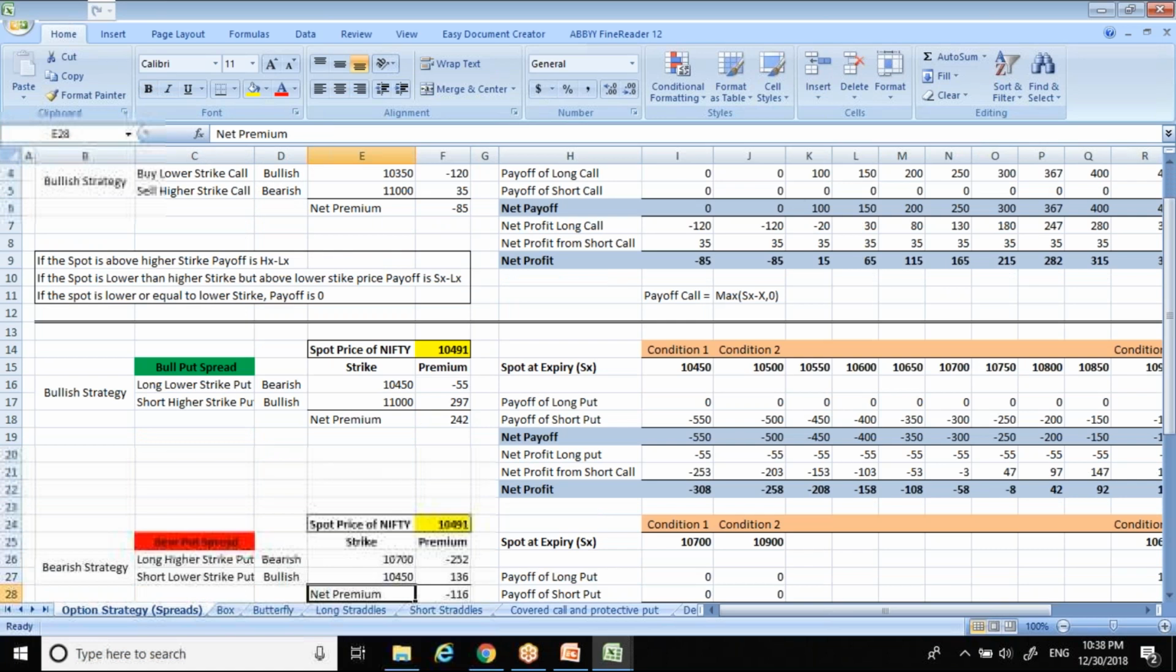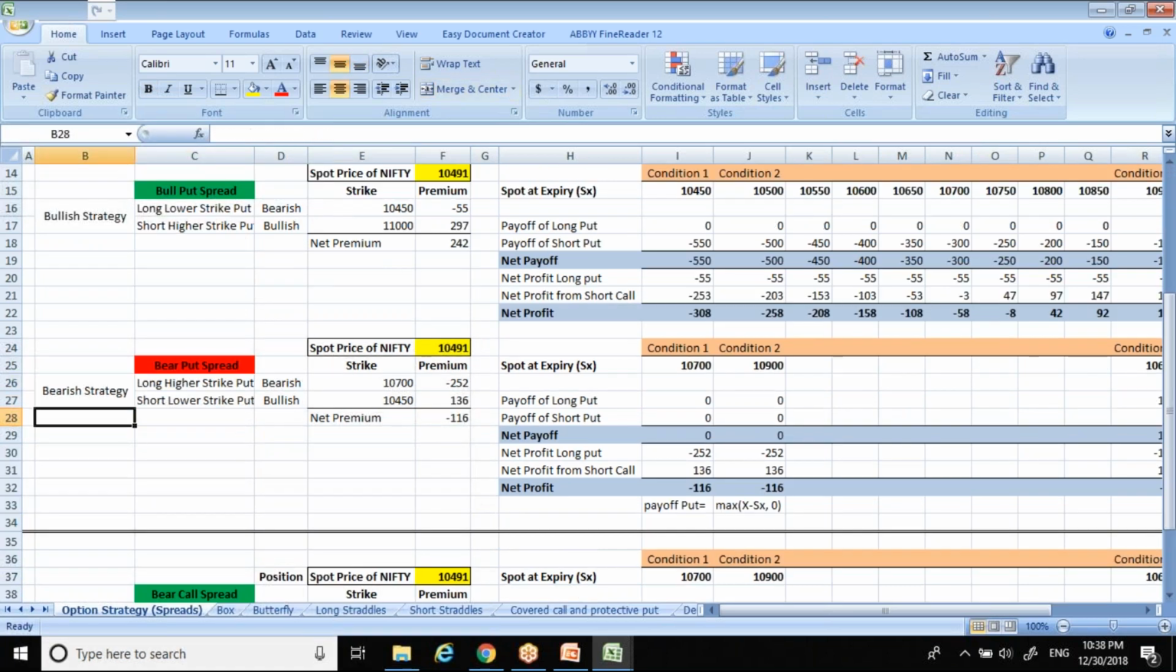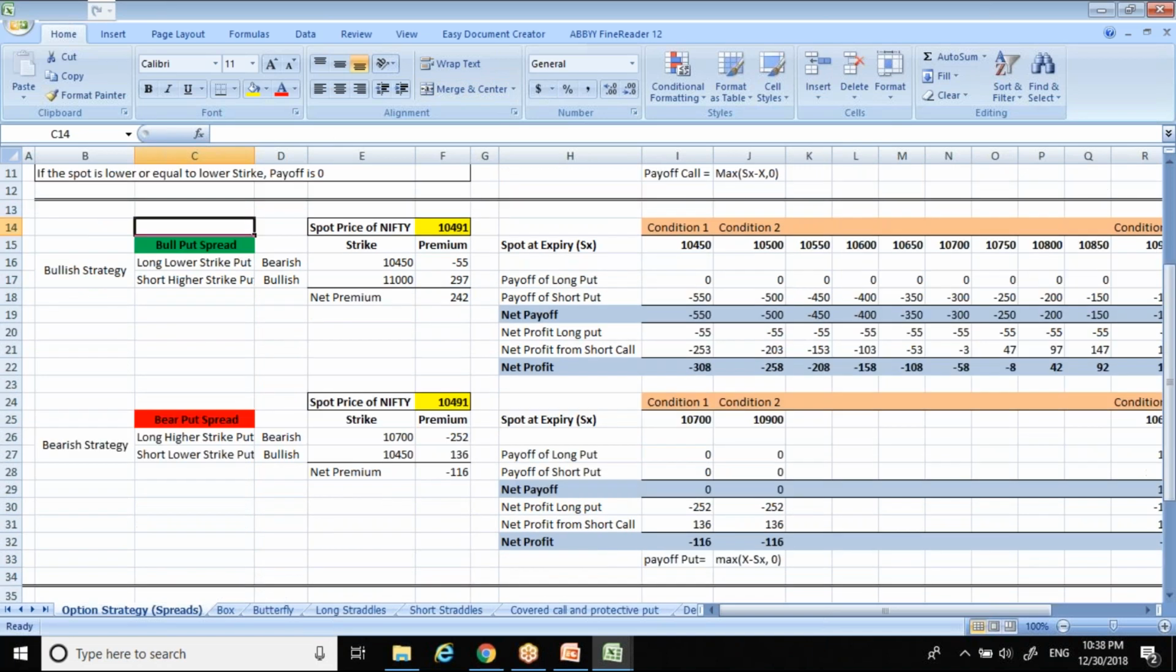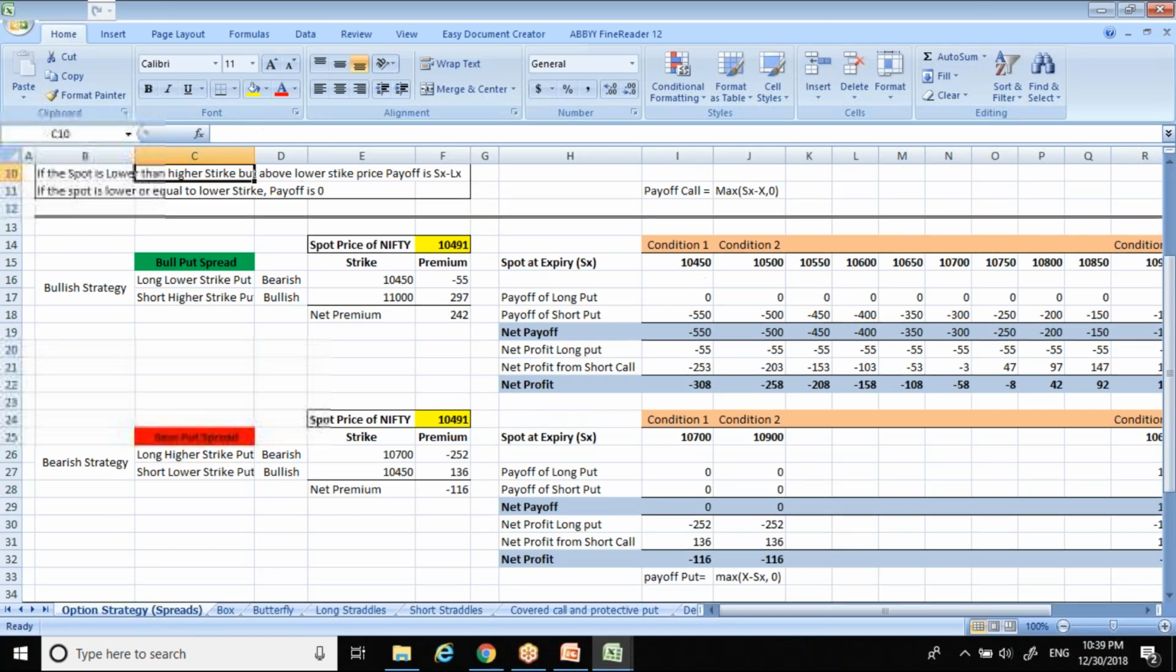Then we have bear put spread. This is a bearish strategy. So what you do here is you buy a higher strike price put and you sell a lower strike price put. So here we long a lower strike price put, and here we long a higher strike price put. This is the difference. And here we short a lower strike price put. Now the problem here is you have to remember things. Now, how do we remember?